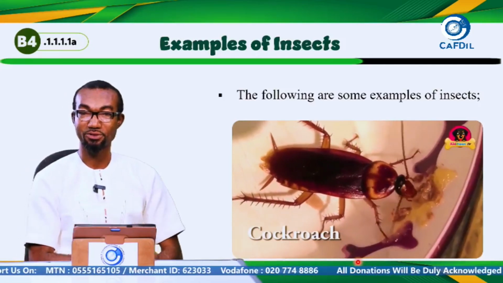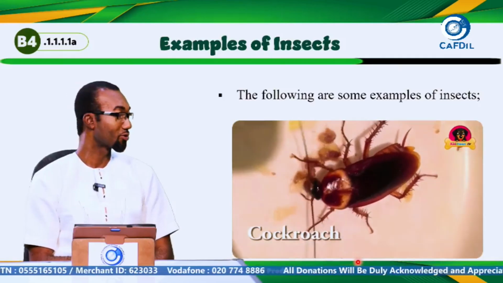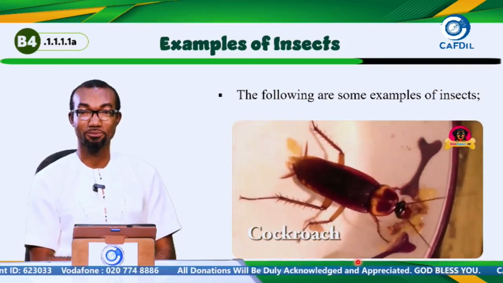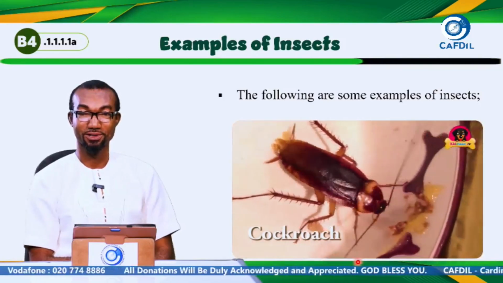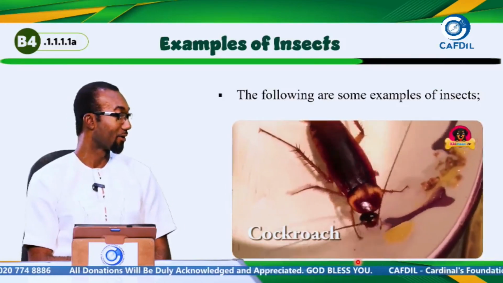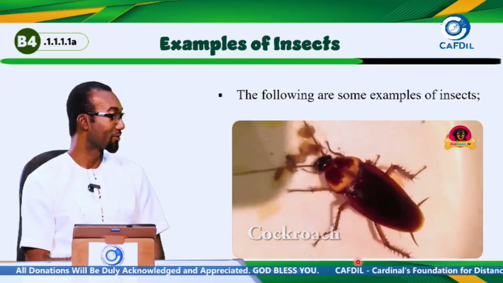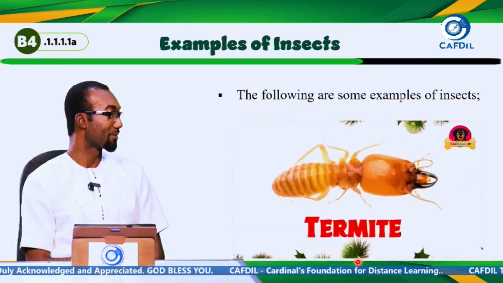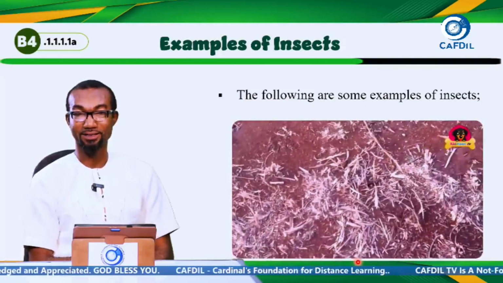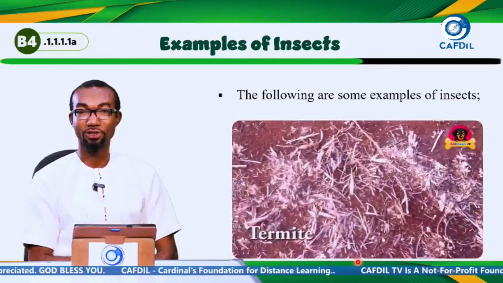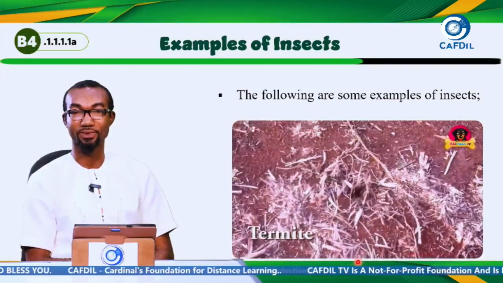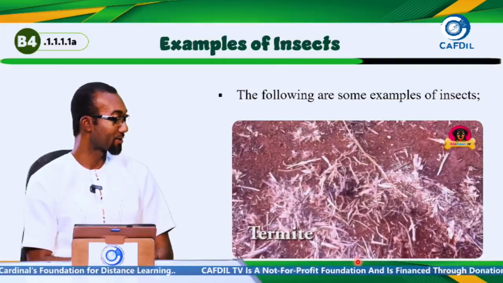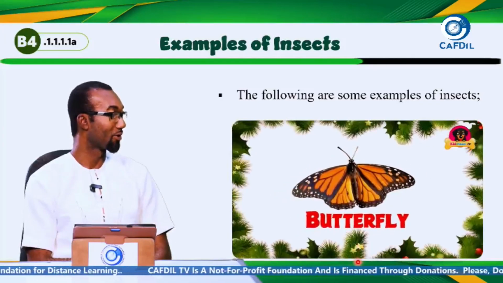All these animals, we find them in our various homes, and all these are insects. They are very troublesome. When you are being worried by one of them, they are very difficult to do away with. We also have another example, termites. Termites are known for destroying wooden pillars. So termite is also an example of an insect.